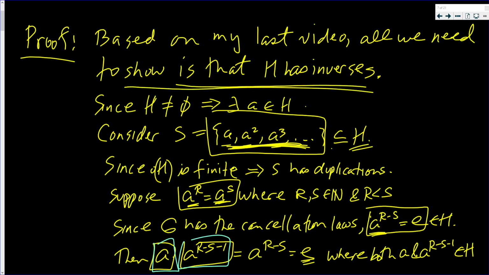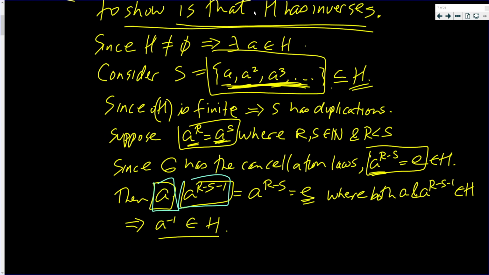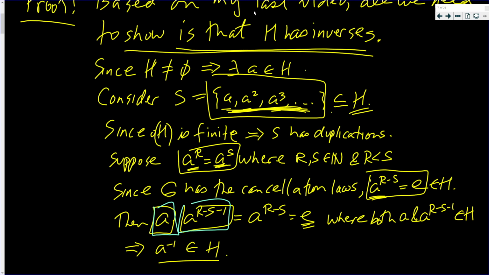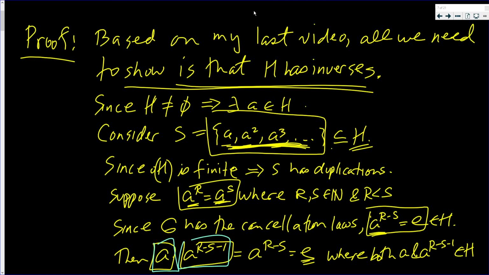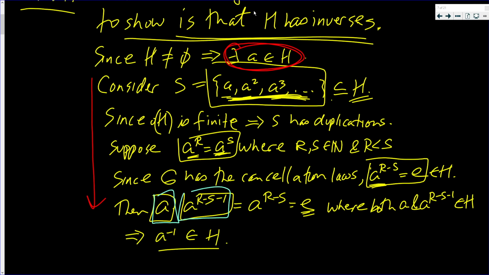We had to show that H has inverses. And let's see where it was. A was arbitrary. For any A in H, we can do this same thing all over again. For each and every element in H, this argument holds. A inverse is in H. Okay. Therefore, H is a subgroup of G.